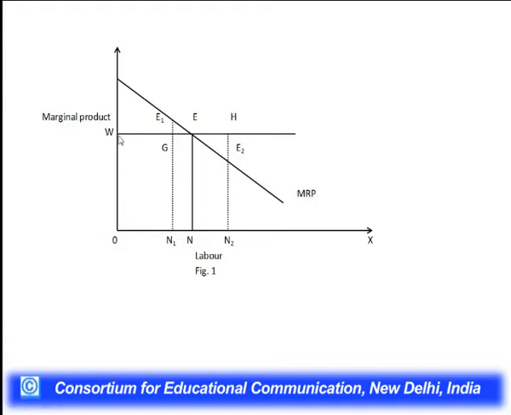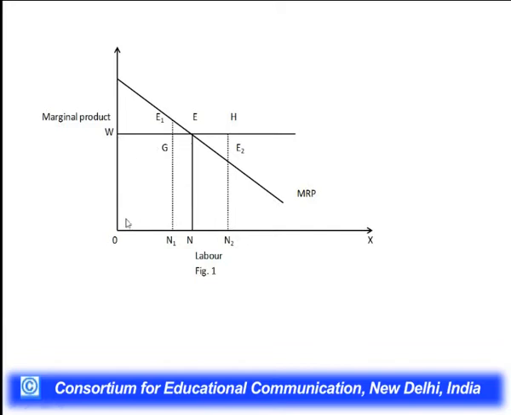So you see here, this wage line is cutting MRP at point E. This is the point of equilibrium. At this point, NE is the marginal revenue product of labor. This MRP is also equal to VMP because we have taken the assumption of perfect competition. So at this point, wage OW is equal to NE. So ON number of laborers are employed by the firm when the wage rate is OW.